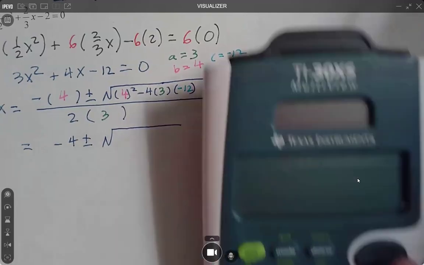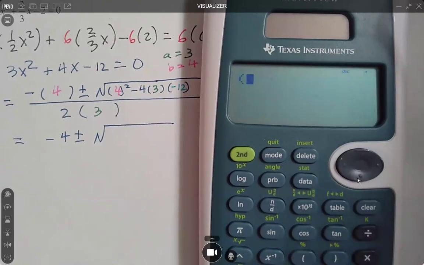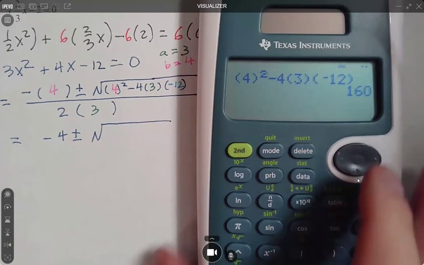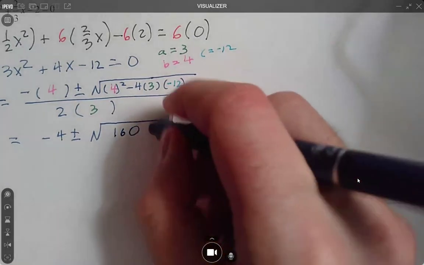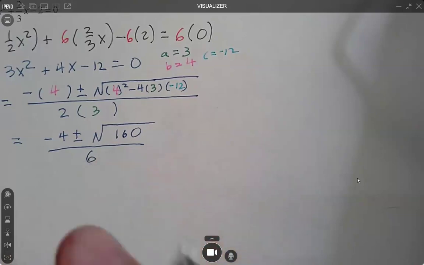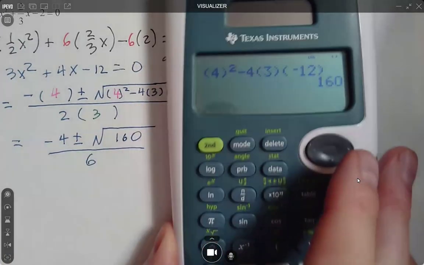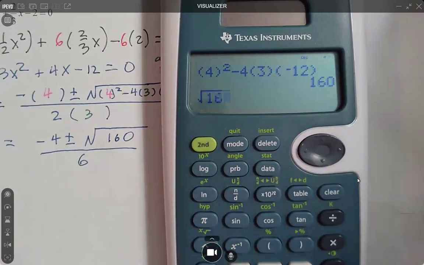All right, so let's see if we can simplify this thing inside here. Again, I'm going to use the calculator. Just type in what's underneath that square root. That's 160. And then that's all over 2 times 3, which is 6. Well, let's see if we can simplify the square root of 160. Probably some of you are guessing, yeah, we can simplify that. And sure enough, that's 4 square root of 10.